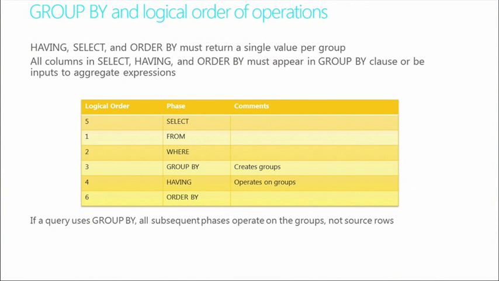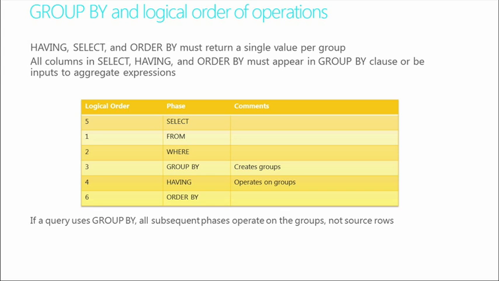HAVING, SELECT, and ORDER BY must return a single value per group. All columns in the SELECT, HAVING, and ORDER BY have to appear in the GROUP BY clause. So you have to be aware of that. If you're going to use a column in the GROUP BY clause, it has to appear in the SELECT, HAVING, or ORDER BY.